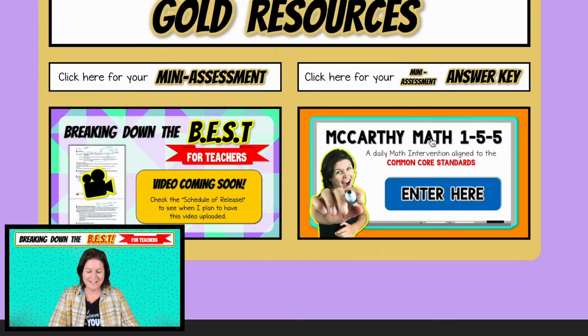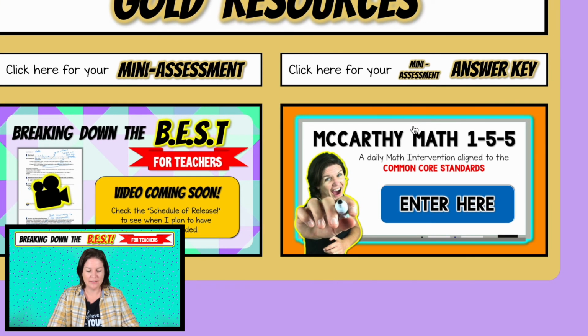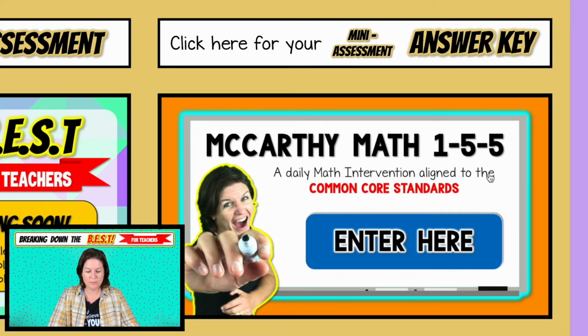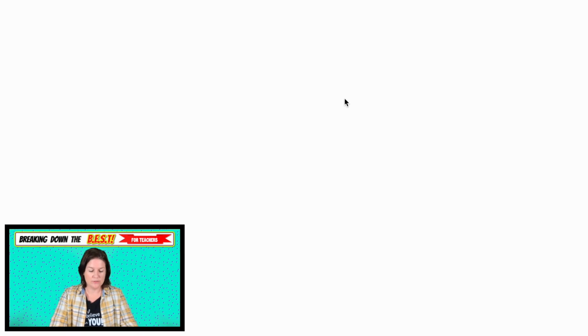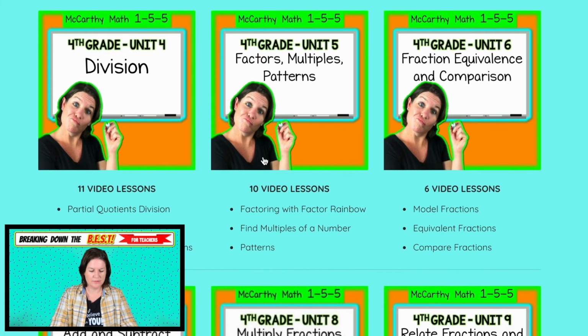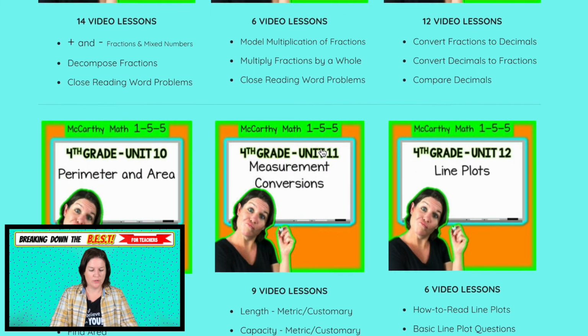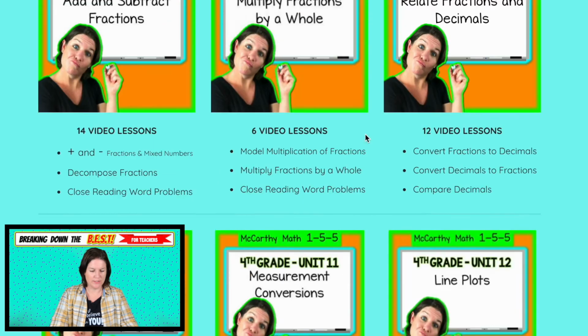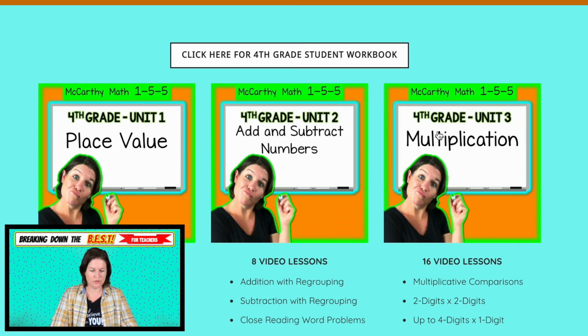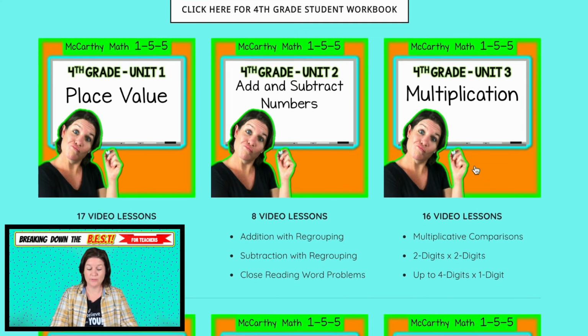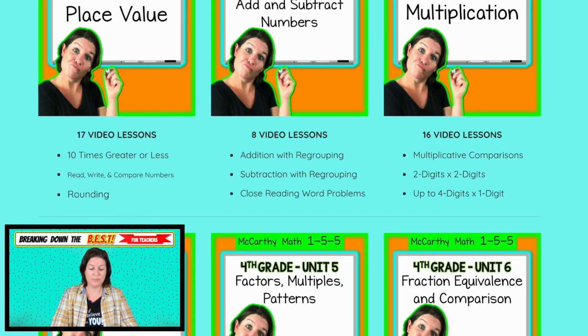You just have ads. And then one of the main reasons why you chose to become a gold member would be because of the daily math intervention with the Common Core standards. Now, notice it says Common Core standards. These were the previous standards before we had the BEST standards. But there are a lot of skills that do trickle over. For this standard that we're working on in the BEST standards, there is no alignment really that you could use here. But if your students are struggling with adding and subtracting, multiplication or division, you can pull problems from there.